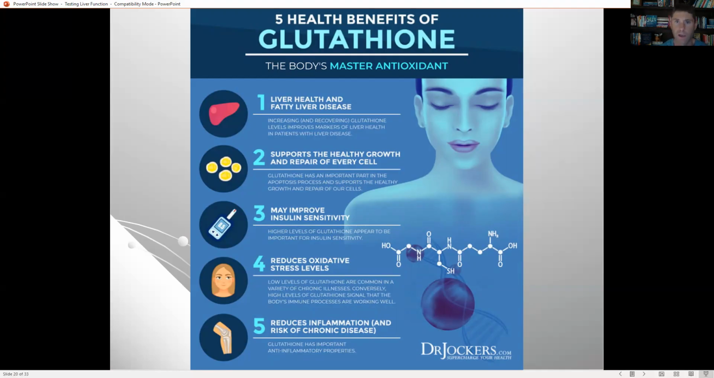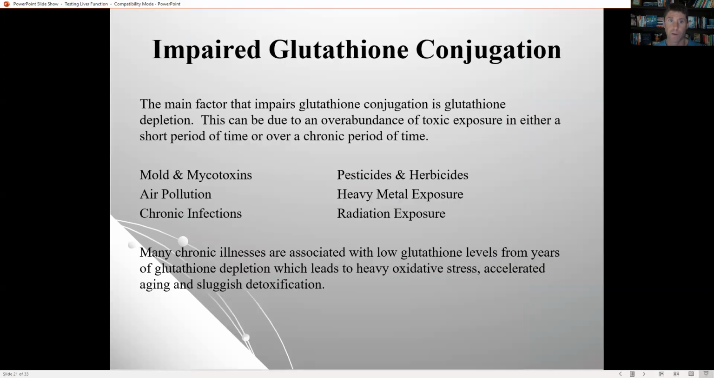Now let's talk about glutathione. Glutathione is the body's master antioxidant, super critical. Glutathione conjugation here. Very, very important for every cell of the body, but also especially important for liver health. So the main factor that impairs glutathione conjugation is glutathione depletion. This can be due to an overabundance of toxic exposure in either a short period of time or over a chronic period of time. So mold and mycotoxin exposure depletes glutathione.